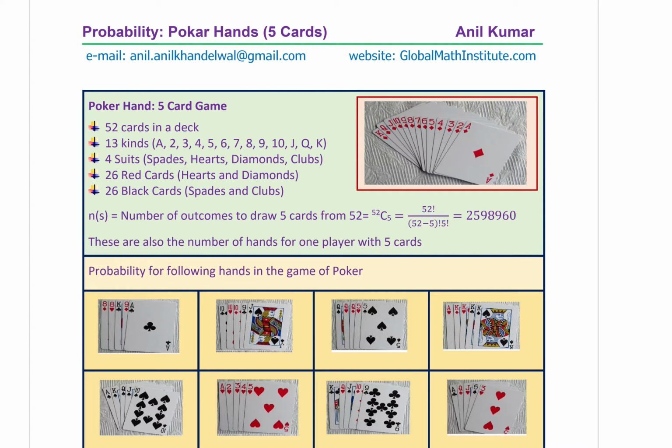We have discussed the basic counting principles, permutation and combination, and now we are discussing examples on probability. I have taken a very important test example which is based on the probability of finding some cases in poker hands. Now, poker is a game of cards in which five cards are distributed from a deck of 52 cards, a standard deck of 52 cards.